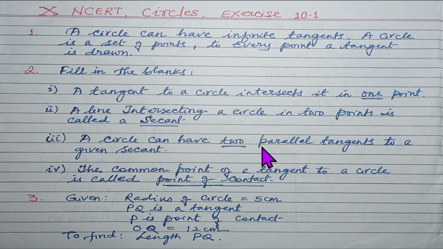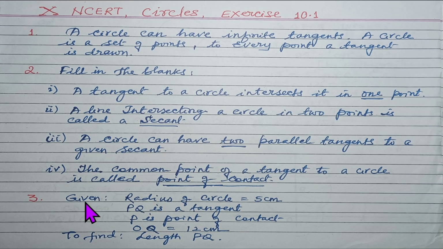A circle can have 2 parallel tangents to a given secant. So if a secant is drawn in a circle, definitely a secant can have 2 tangents which are parallel to it, and the correct answer is 2 to fill in the blank there. The common point of a tangent to a circle is called the point of contact. Remember, the point where the tangent touches a circle is known as the point of contact.